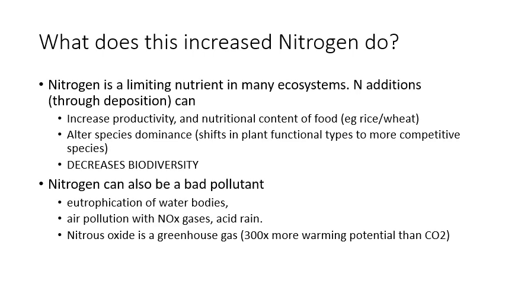So that means that when we start increasing nitrogen and adding nitrogen through deposition, we can increase productivity, we can increase the nutritional content of food, but we alter the species dominance. What you find is you find plants and organisms growing that are more competitive and that are more able to use the nitrogen. And the result of that is that you get a decrease in biodiversity. So when you get ecosystems that have a lot of nitrogen fertilization, sometimes from agricultural runoff or else from acid rain and deposition, what you find is you get less biodiversity because only the competitive plants that can really make use of that nitrogen end up dominating.